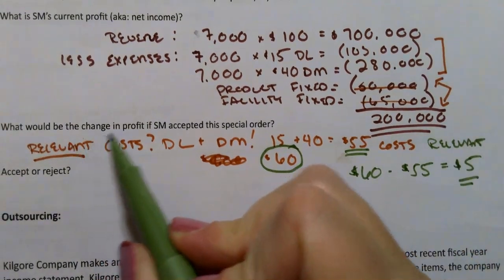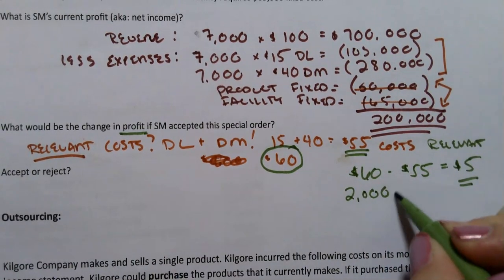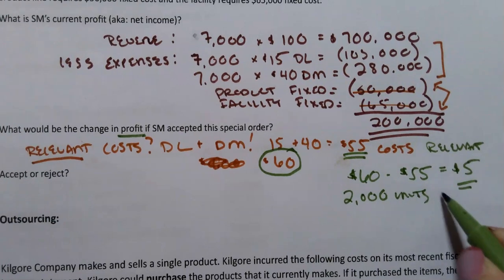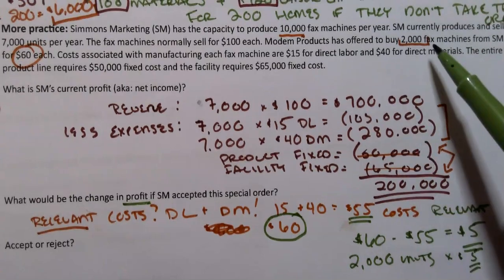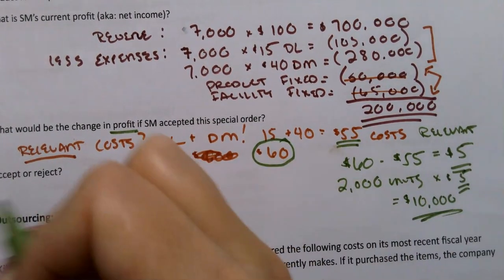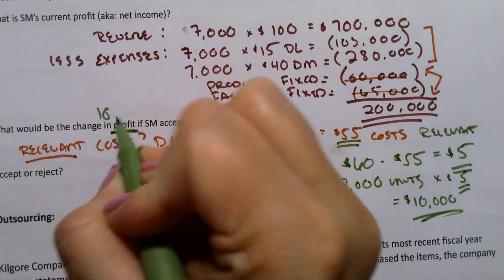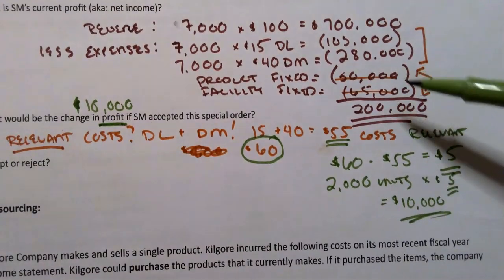Let's see here. What would be the change in profit? Well, if we have 2,000 units and we are going to have a relevant profit increase of $5 for each unit, then it is just $10,000. That is our change in profit, $10,000. Again, we're only looking at the relevant costs. That is what our change is.